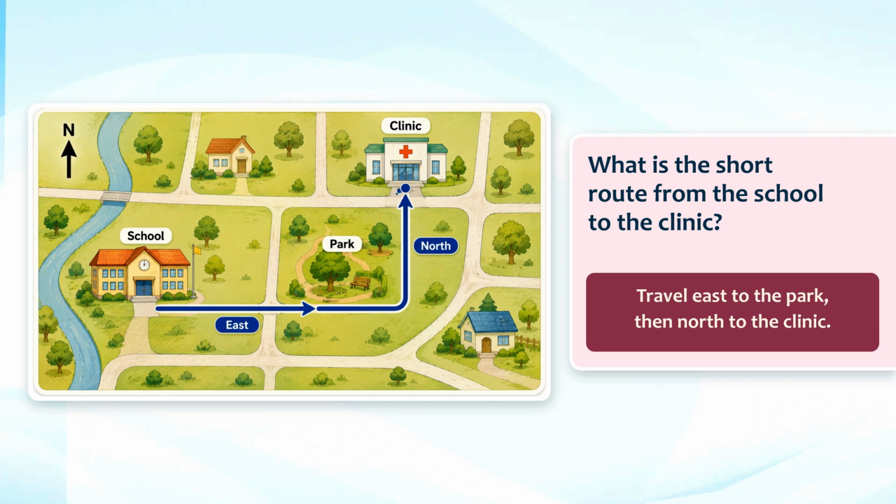Follow the arrows from the starting place. What is the short route from the school to the clinic? Read the two movements in order. Travel east to the park, then north to the clinic. The park is the turning point. Next, you will combine orientation, place direction, and route words in one final map challenge.